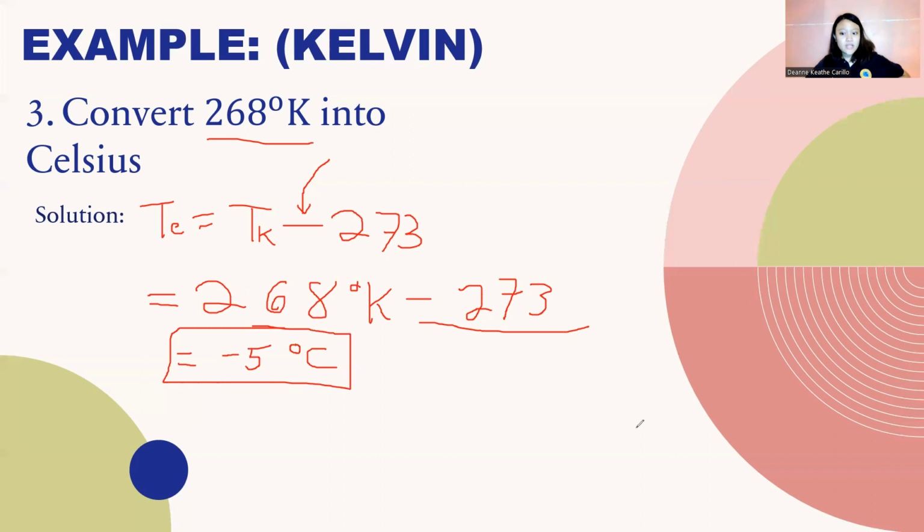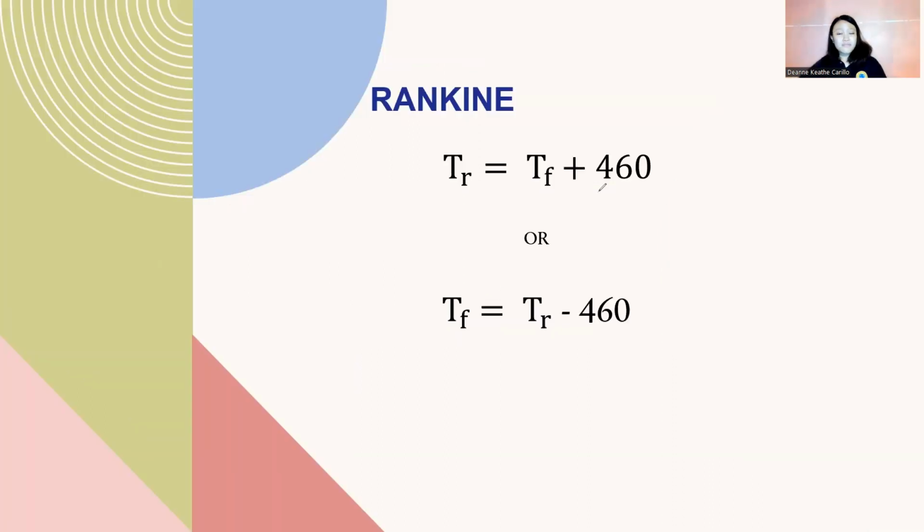Now, we are finished in the example of Kelvin. Let's proceed to the Rankine. The formula for Rankine scale is temperature Rankine is equals to temperature Fahrenheit plus 460. Because the freezing point of water is 460 degree Rankine. It's always been like that.